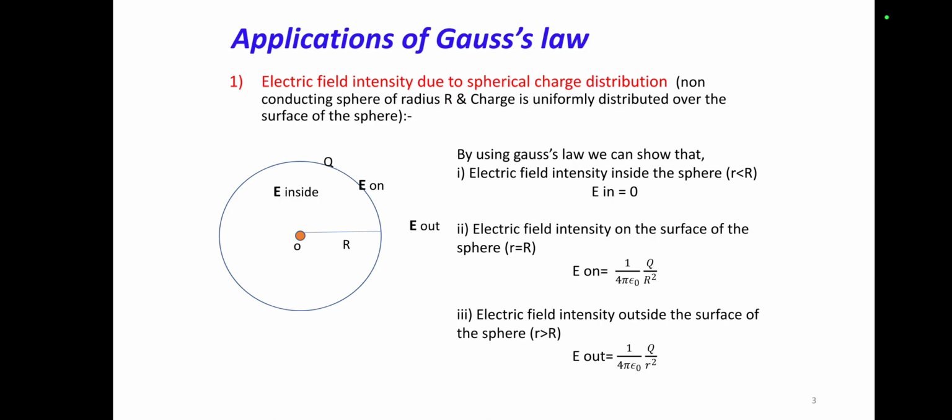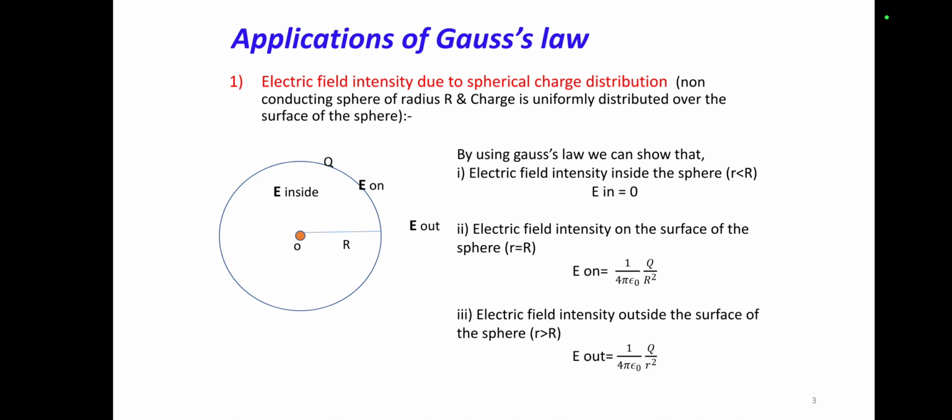Here are some applications of Gauss law. There are so many applications which depend on the shape of the charge distribution. The first application is the electric field intensity due to spherical charge distribution: a non-conducting sphere of radius R, with charge uniformly distributed over the surface. This is the condition for the electric field intensity due to spherical charge distribution.